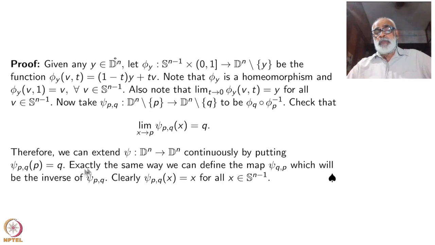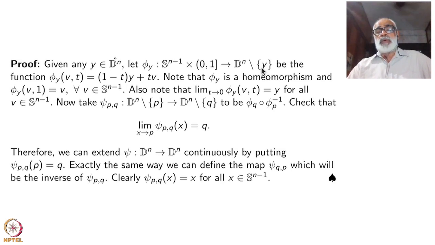Okay. Exactly the same way we can define psi qp. It will be what? Phi p composite phi q inverse. On the rest of the points it is the inverse of this one. And then finally it will have the property that q will be mapped to p. Therefore, this psi qp will be actually the inverse of psi pq. Because we have verified that these two are continuous functions, it will follow that psi pq is a homeomorphism.